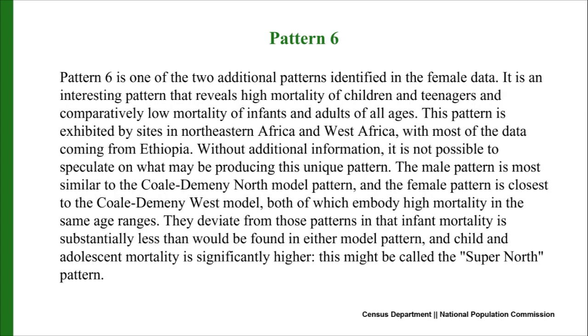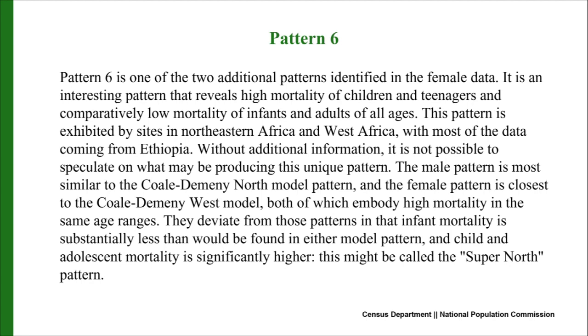Pattern 6. Pattern 6 is one of the 2 additional patterns identified in the female data. It is an interesting pattern that reveals high mortality of children and teenagers, and comparatively low mortality of infants and adults of all ages. This pattern is exhibited by sites in northeastern Africa and West Africa, with most of the data coming from Ethiopia.